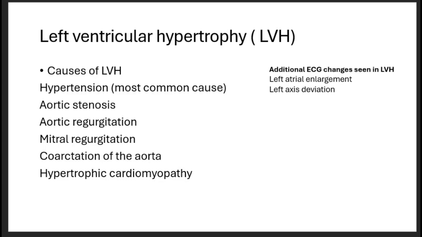These are some additional ECG changes that you can see in left ventricular hypertrophy. It's not necessary for them to be there, but if they are, then you can be more sure that it's left ventricular hypertrophy. You can see left atrial enlargement, so the mitral shape, like a prolonged interval of the P wave, and left axis deviation, which again, as we said, means lead one would be positive and lead two would be negative.